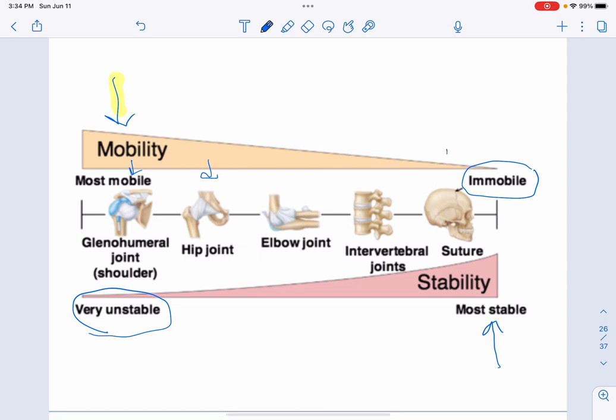And then we have other types of joints, which I'll go on to give you more specifics, but the bones that make up the skull, and then the intervertebral joints, so the area between each of the vertebrae forms a joint. Those are definitely immobile with the skull. We have slight movement with our intervertebral joints, but again, there's that inverse correlation between having a lot of movement and being less stable versus having no movement and being a lot more stable.